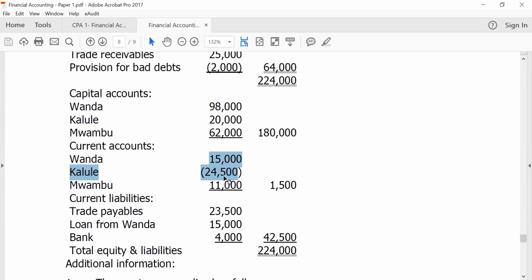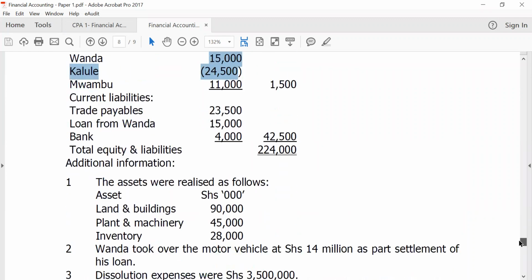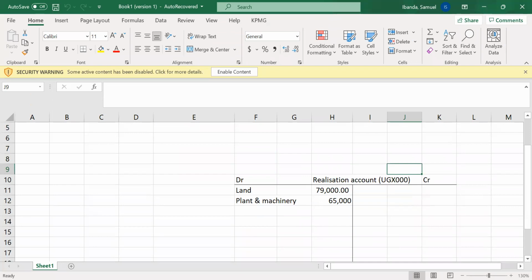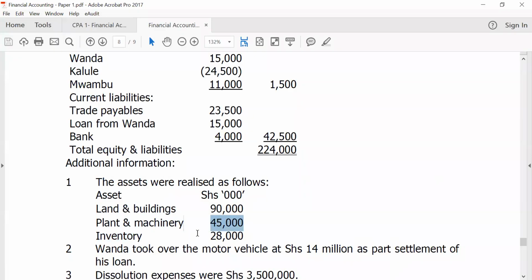And then after we have done that, now we go ahead to sell the assets. Now these assets that we are seeing in the balance sheet here, when you come to the additional information, they give you how much you actually sold the assets for. So what you sold the assets for will basically be what will be recorded on the other side of your realization account. So good, it has been able to open up again. So this is what I was trying to tell you. So plant and machinery, we go ahead to pick as well any other inventory.